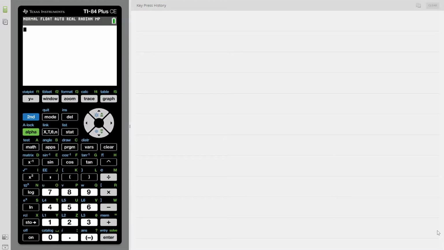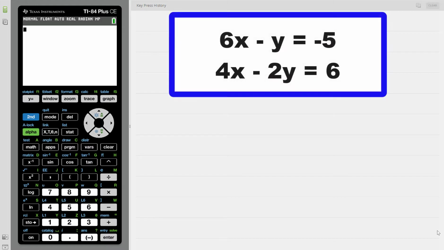In this video, I am going to demonstrate how to solve a system of linear equations in two variables by graphing on the TI-84 Plus CE graphing calculator. First, we are going to begin with our system of equations. The equations we are going to be working with are 6x minus y equals -5 and 4x minus 2y equals 6.